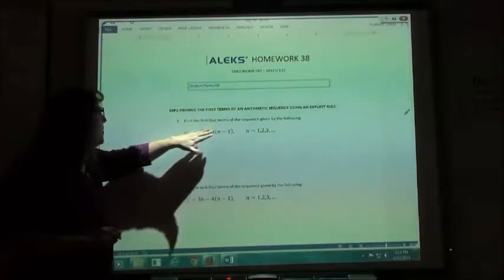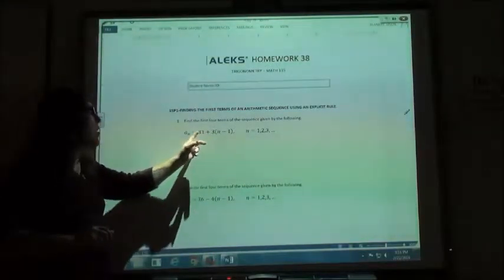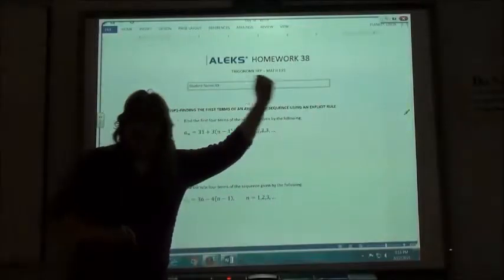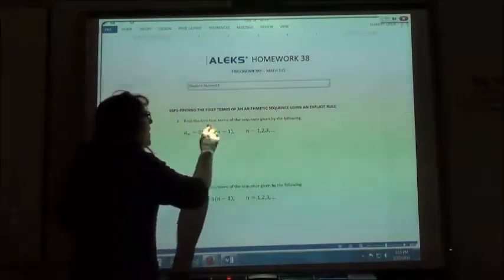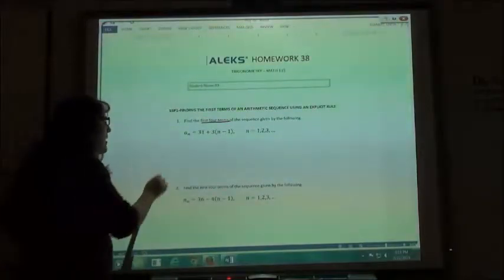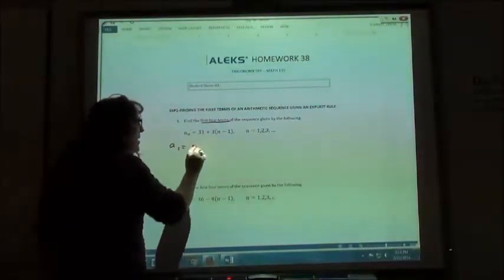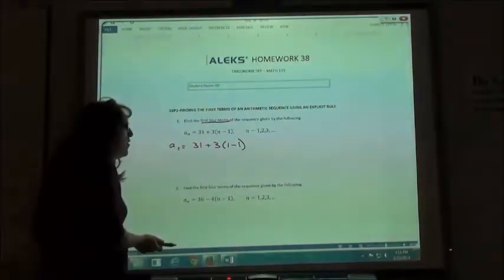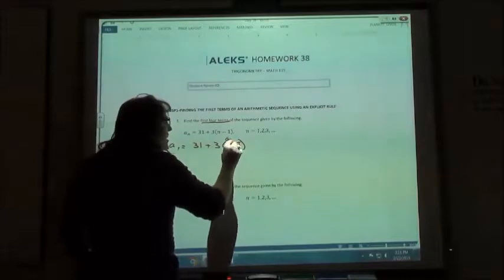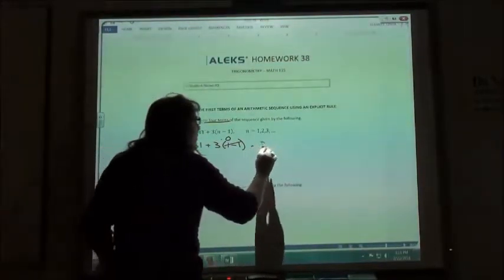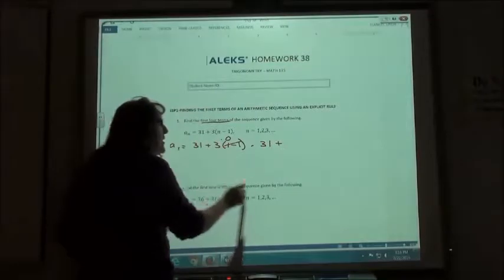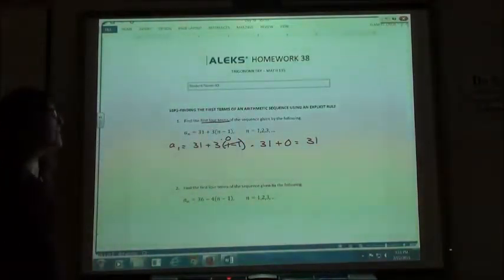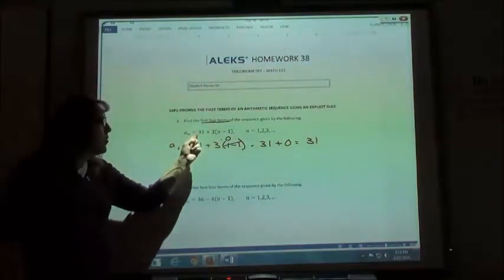So if we look at our formula here, we have a sub n equals 31 plus 3 times n minus 1, n being 1, 2, 3, 4, 5, 6, 7, 8, 9, 10, and goes on and on forever. We are finding the first 4 terms of our sequence. So a sub 1 would be 31 plus 3 times 1 minus 1. 1 minus 1 is 0, so I have 31 plus 3 times 0, which is 0. And so 31 is the first term in my arithmetic sequence.